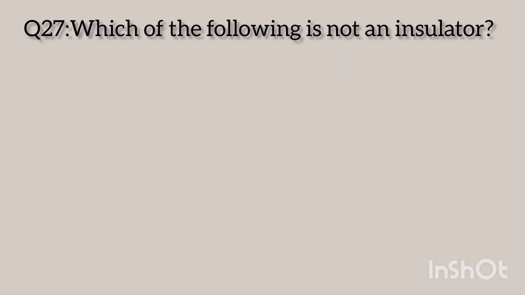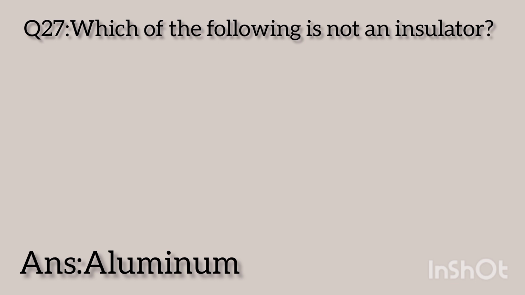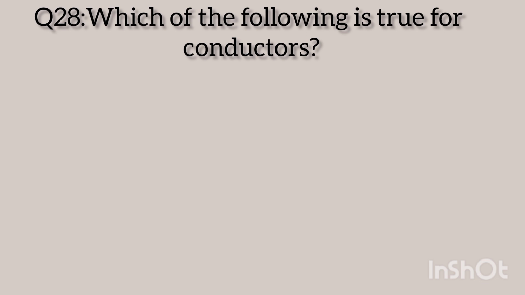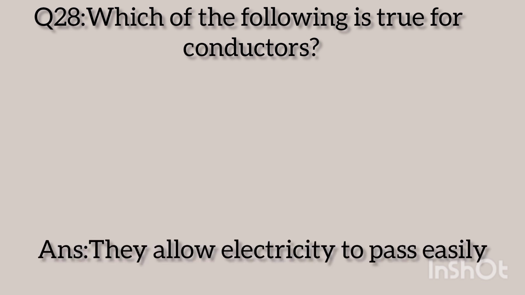Question 27. Which of the following is not an insulator? Answer aluminium. Question 28. Which of the following is true for conductors? Answer they allow electricity to pass easily.